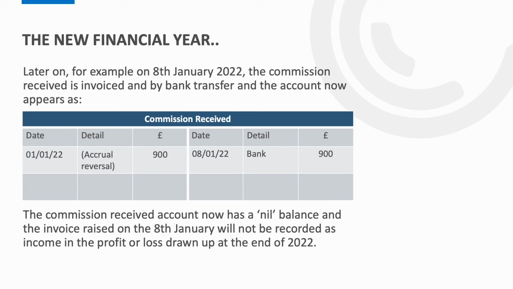This is exactly what we want because the £900 invoice related to our previous year, and therefore we don't want this showing as income on the profit or loss in 2022.